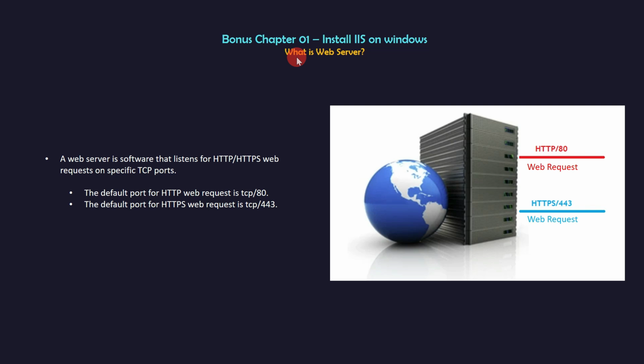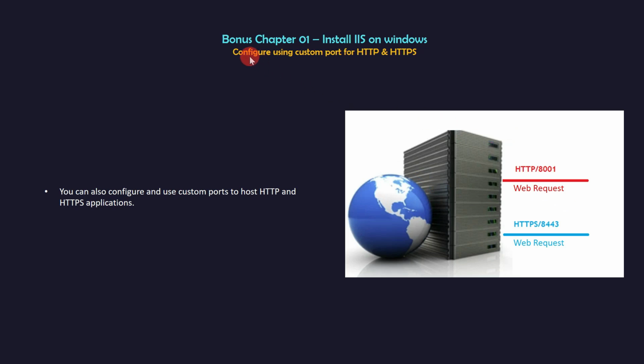Okay, what is web server and how does it work? Web server is a software that listens for HTTP and HTTPS web requests on specific TCP ports. The default port for HTTP is TCP 80. The default port for HTTPS is TCP 443. You can also configure and use custom ports to host HTTP and HTTPS applications.